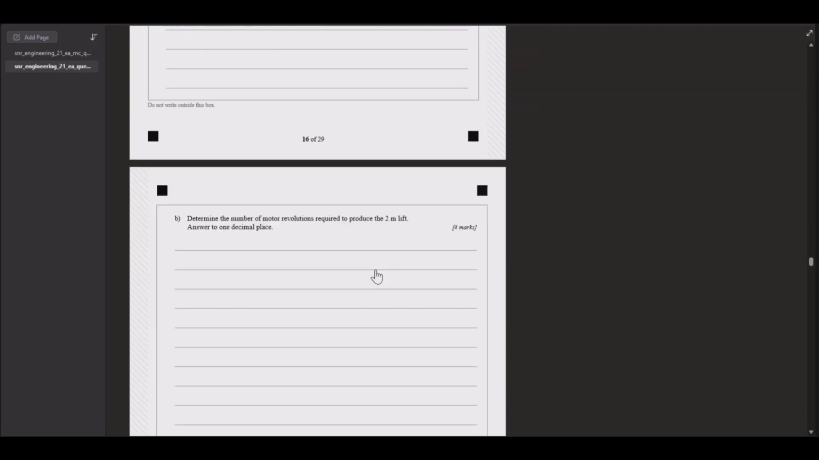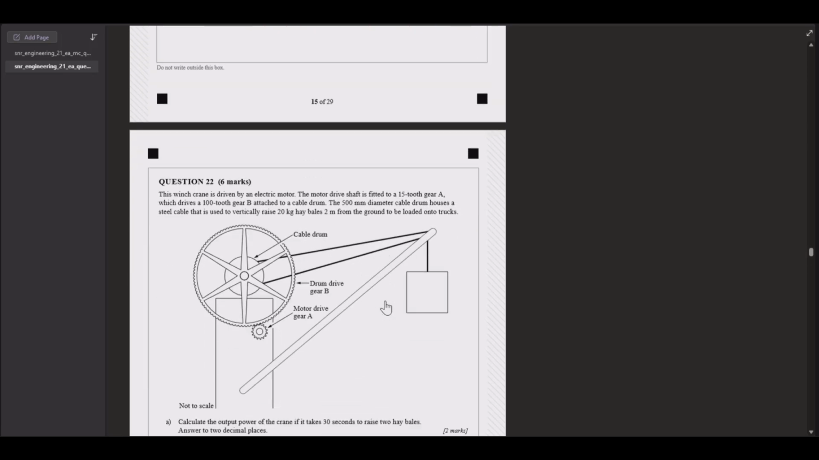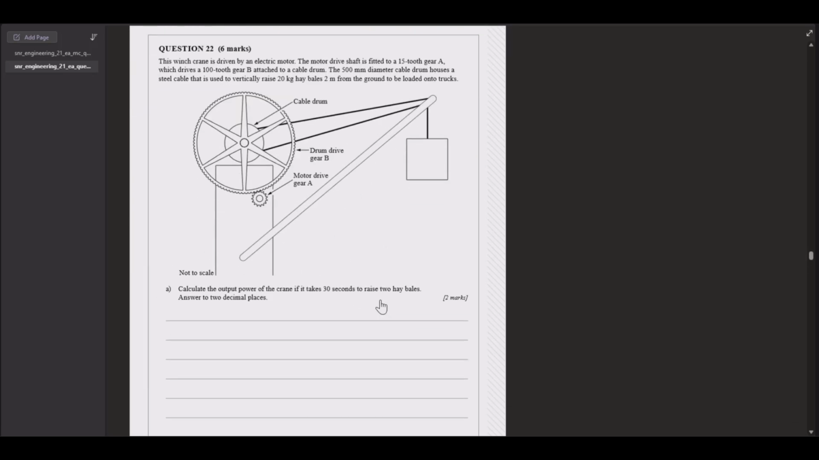Okay. Two more questions. Alright, 15 teeth here, and 100 teeth here. Cable drum. That's the diameter here, that's 500 millimeters. I'm going to convert that to 0.5 meters, and this is 20 kilograms, so 189 newtons. And we're moving at a distance of 2 meters.